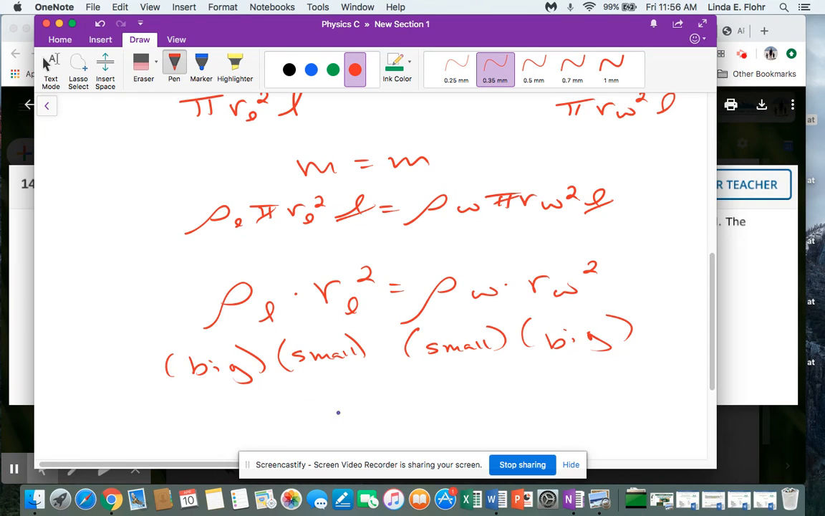Now we're ready to make our conclusion: if rotational inertia equals some version of m r squared, and both disks have the same mass, then the thing that would make the rotational inertia big or small would be the radius. And so the object with the larger radius would have the larger rotational inertia. And that's why that answer is correct. Hope that helps.